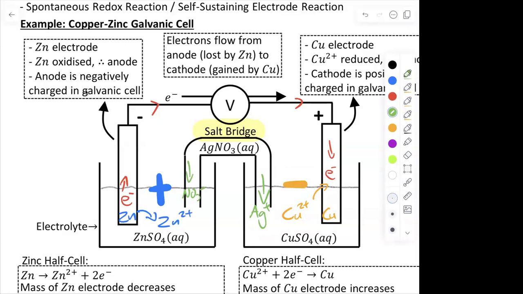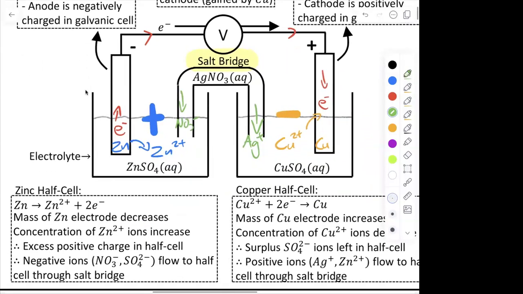The more they go away from being neutral, I slow down my cell, which means my voltage is going to get reduced in my cell, right? And that's not really what I want at the end of the day. Okay, so let's quickly look at what happens in each of the half cells now.